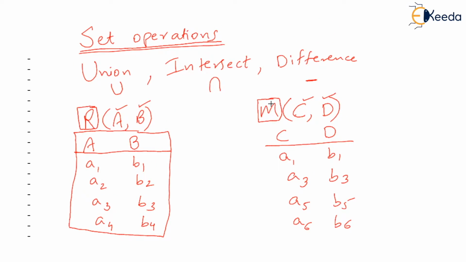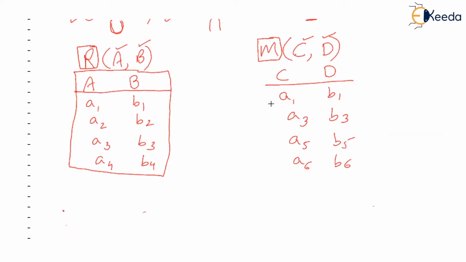And the three set operations that we can primarily perform are union, intersect, and set difference. As you all know, union is represented as U and intersect as shown here, inverted U, and the difference. Now our aim is, given these two tables R and M, we want to find out what is the value of R union M. This is union operation. And we want to find out what is R intersection M and also R difference M. We want to find this.